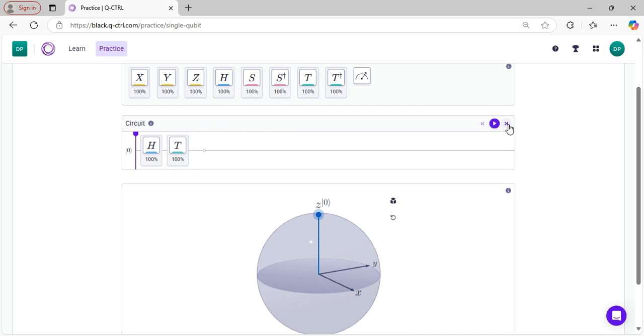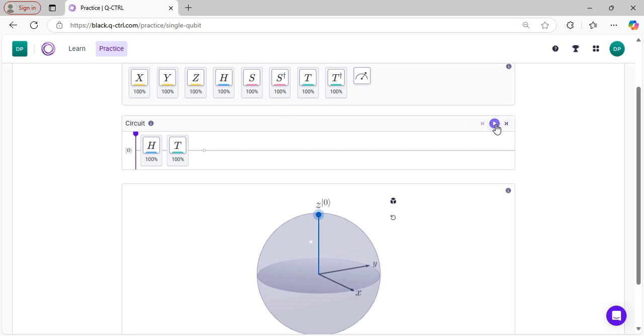By the way, the Z, the S, and the T gates are called phase gates. The X and the Y gates are called classical gates or computational gates, right? The Z, S, and T gates are called quantum phase gates, all right?